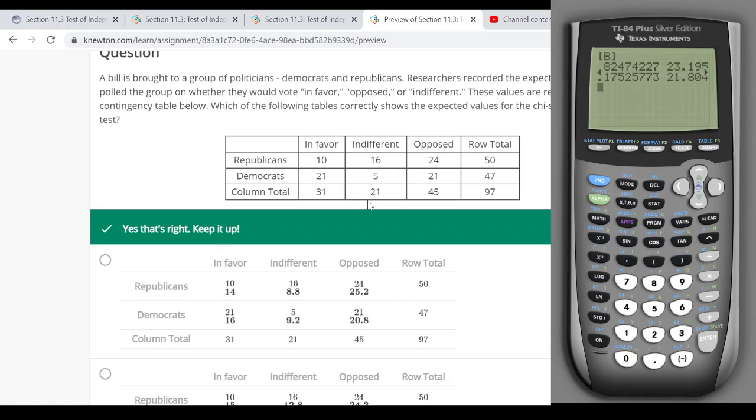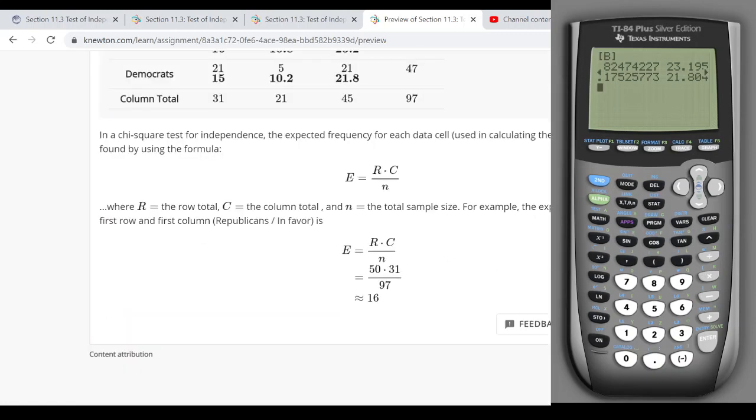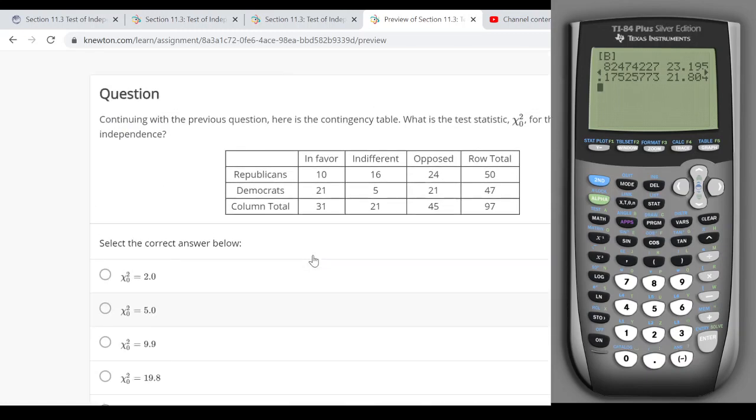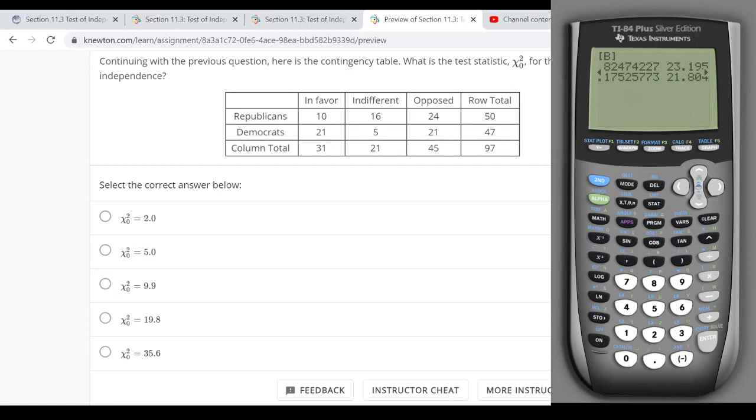All right. And then they're going to ask you for, okay, now what is the test statistic? And it's a multiple choice one again here. I forget what it was already. So I'm just going to go back to that test, stat, tests, C, and calculate the chi-squared test. Yeah, it was 9.78. Now, that would round to 9.8. The closest one here is 9.9. So I'm going to select that one.